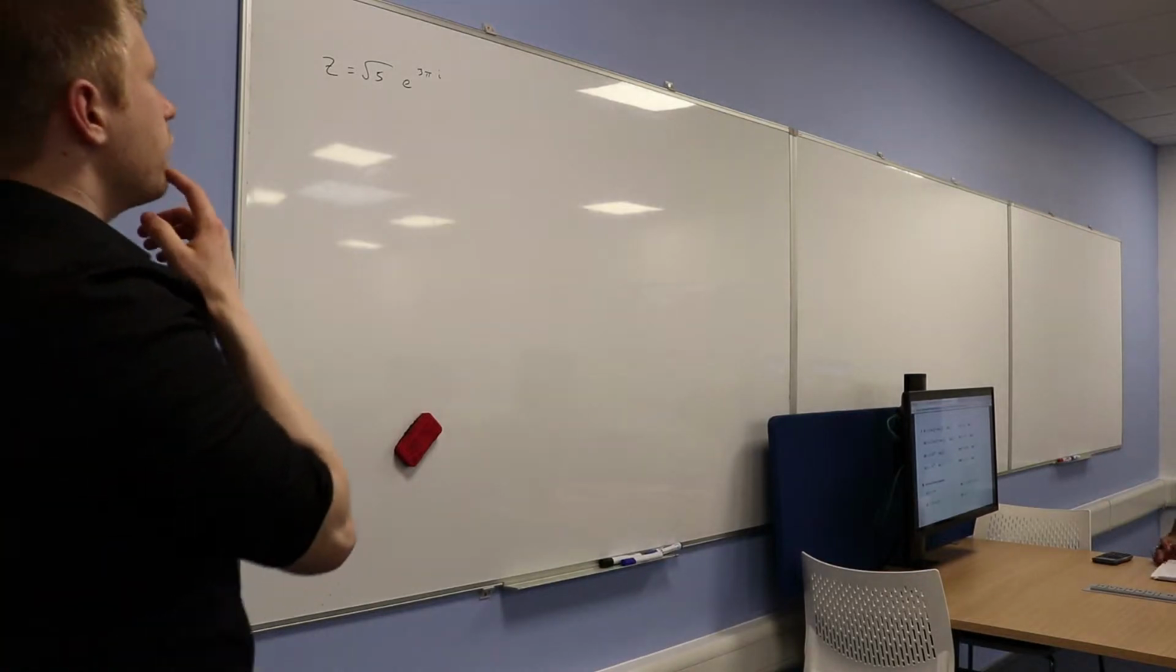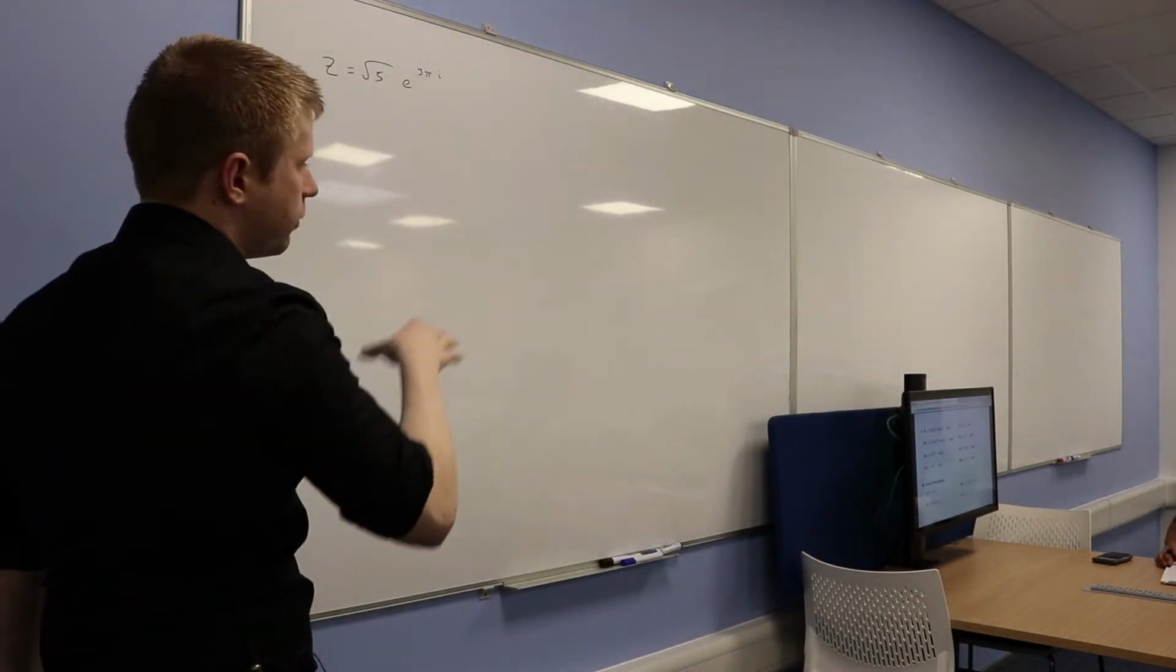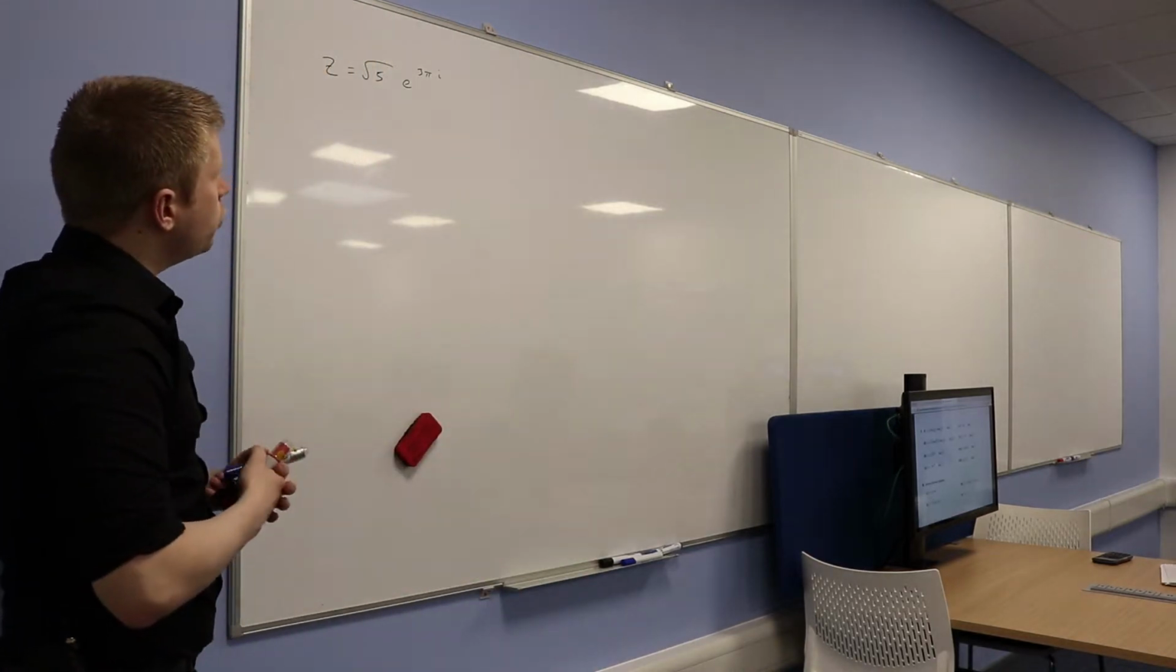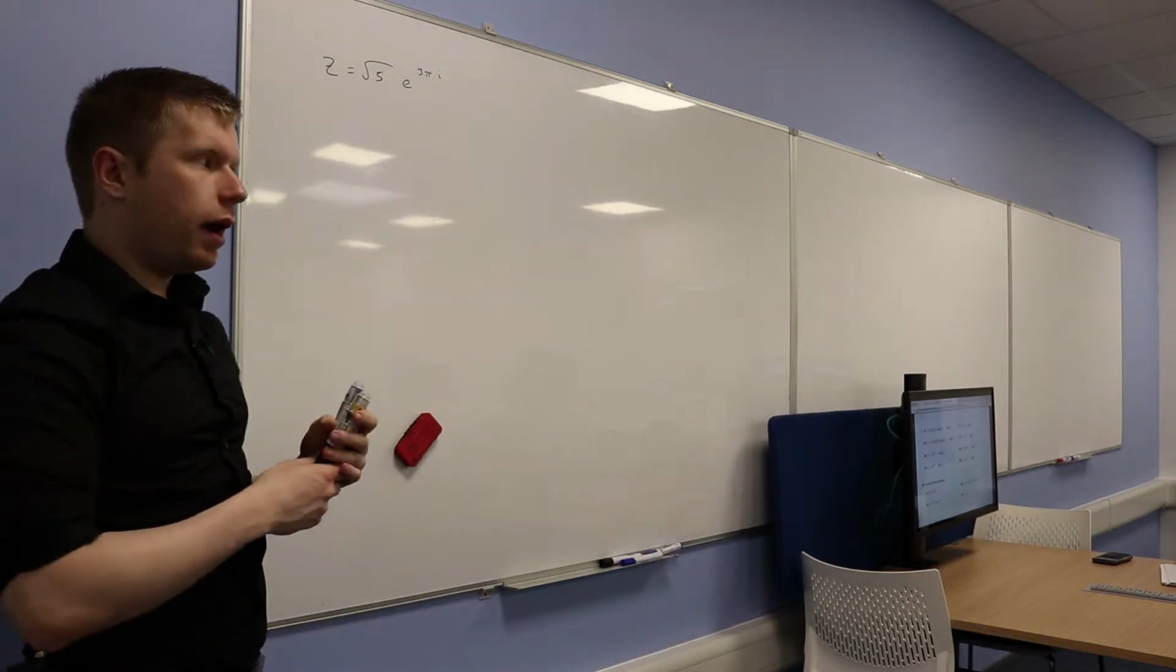Okay, can we just quickly have a look at this one here? So this is slightly different. I'll change it to what's on the sheet there. Okay. So we've been given z is equal to root 5 e to the 3 pi i.